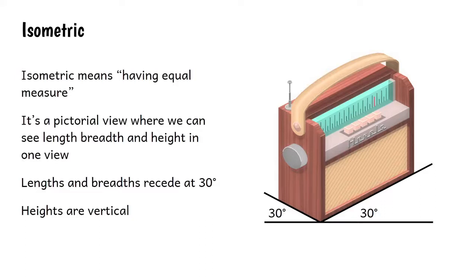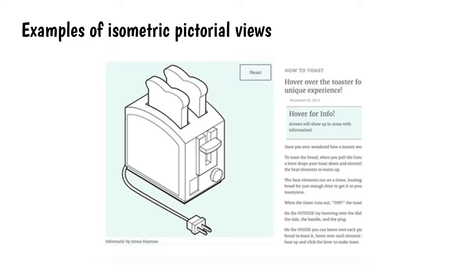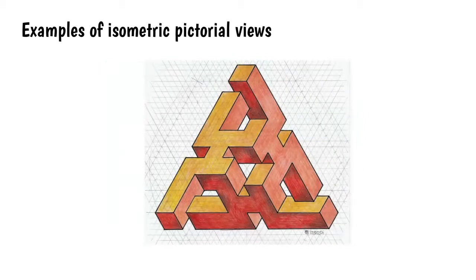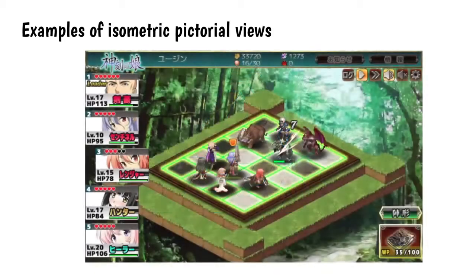I've got some examples here of an instruction manual for a toaster and for a piece of artwork with actually a kind of inherent impossibility to it, because there's a funny little quirk in isometric projection which allows people to make impossible shapes like this. And also computer games, video games will use isometrics as well.